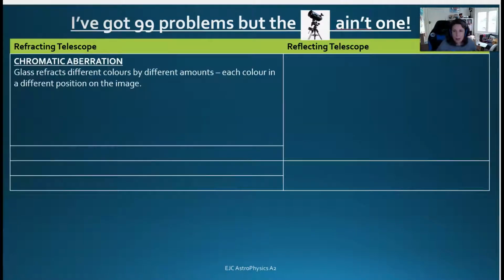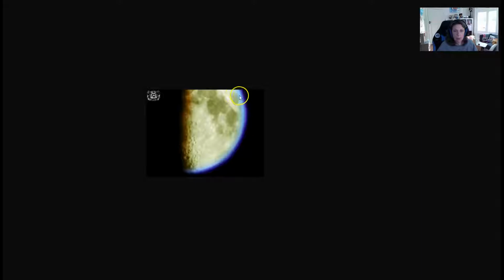Well, refracting telescopes have something called chromatic aberration. Basically, glass refracts different colours by different amounts. So that's a refracting telescope, the first telescope we did with the 2 ray diagrams, with 2 lenses in it. So different colours get refracted by different amounts, so you get each colour in a different position on an image. Let me show you what that looks like. So this is an image of the moon, and you can see you get this weird light. So the red light's here and the blue light's here. Okay, so that's chromatic aberration.